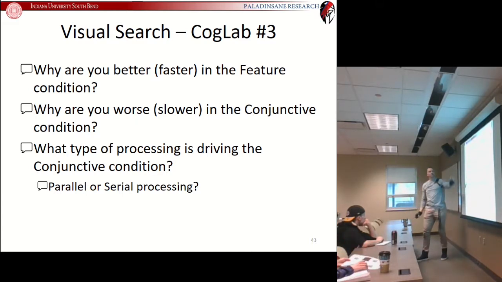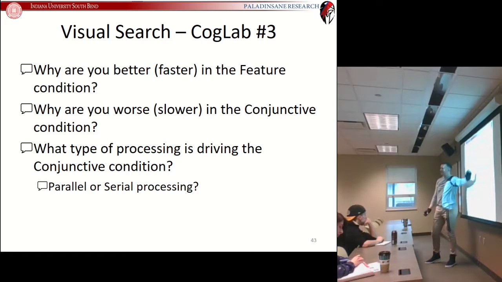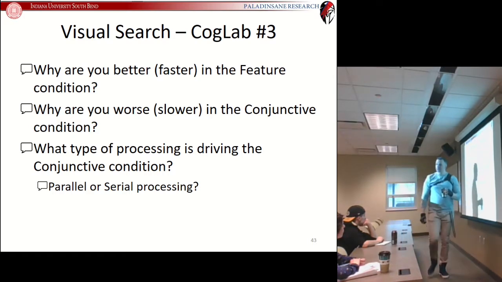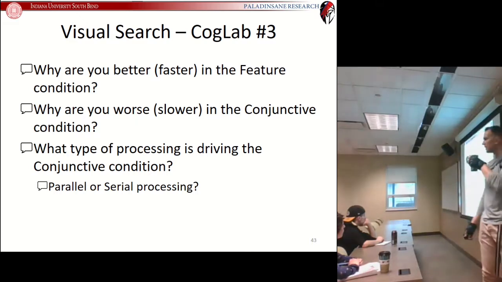So this increase, slower in the conjunctive condition, that increase as the distractors go on, that's very typical of a serial processor. If you see that occurring, that means that whatever task you're being asked to do is being done with a serial processor. On the other hand, that very, very fast feature condition, especially the fact that it did not increase in reaction time as your distractors increased, indicates that you are processing everything at once, and that is indicative of a parallel processor. All right, any final questions or comments on the visual search task?